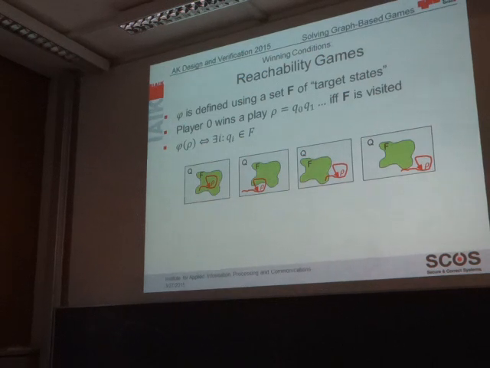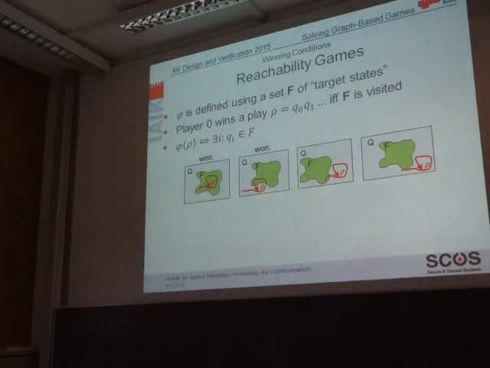So a question to you. What about this first situation here? Is this play won or lost by the system, according to this definition of reachability? Yes, won. We just need to visit F, and we definitely manage to do this because we are always in F. What about the second one?